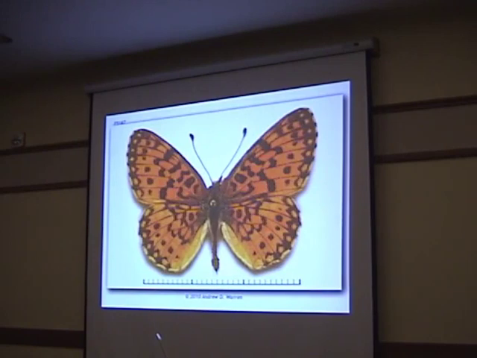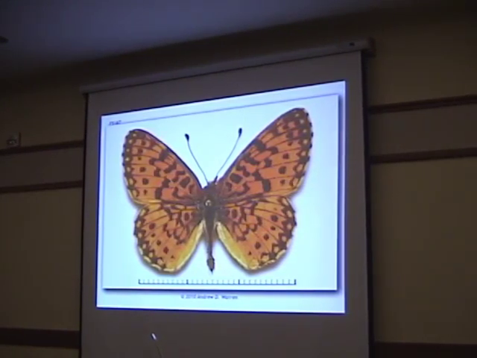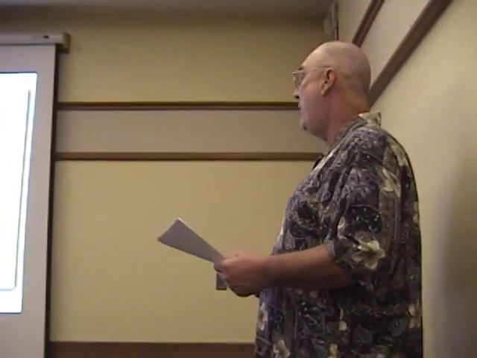Okay, this is another one of our Washington butterflies. I used most butterflies that were in Washington. This is Boloria selene, the bog fritillary. Is that right? Bog fritillary? Well, we'll go with bog fritillary.